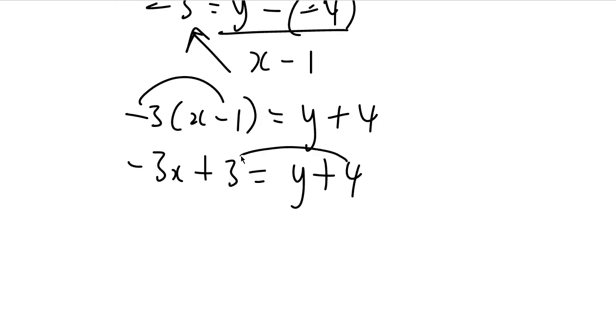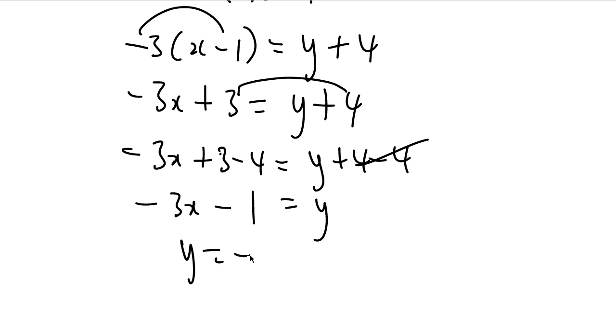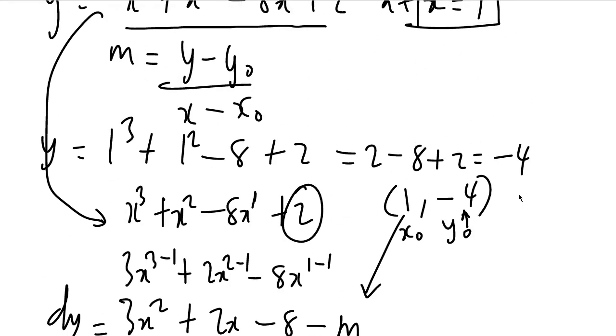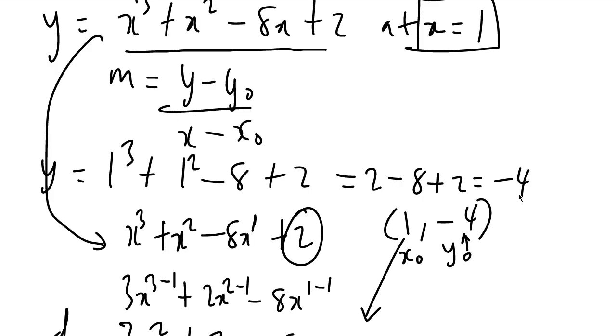Right, so the positive 4 can move to the left and becomes 3x. That's like subtracting 4 from both sides. And that'll be y plus 4 negative 4. And this goes. And then you have negative 3x negative 1 equal to y. And then that's still the same as y equal to negative 3x negative 1. And this is the required equation. This is the equation of the tangent that when plotted, it passes through x cubed plus x squared negative 8x plus 2 at just one point, which is what? 1 comma negative 4, right?